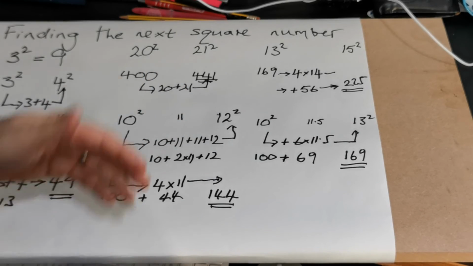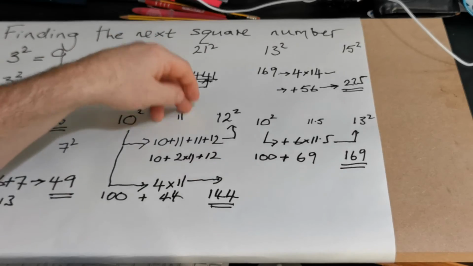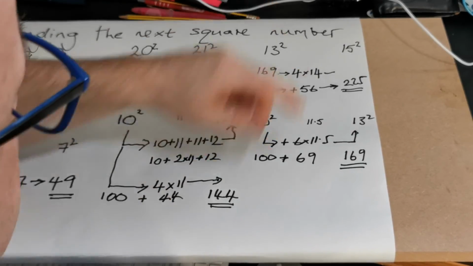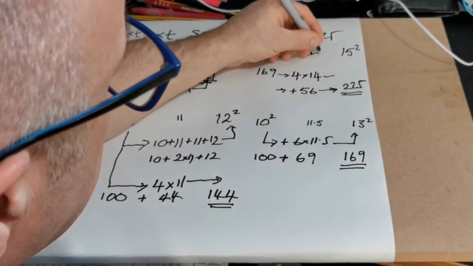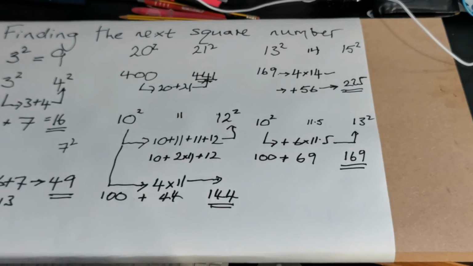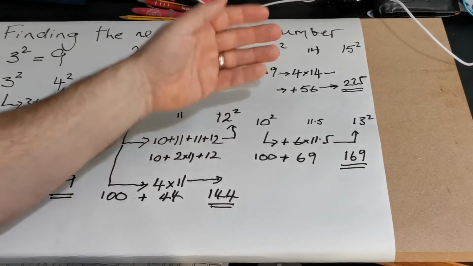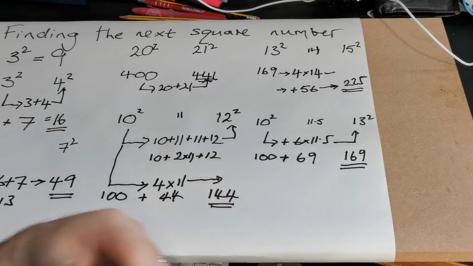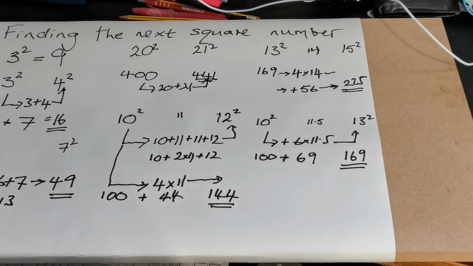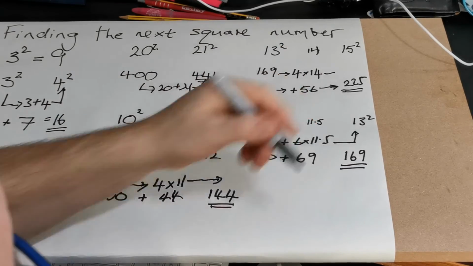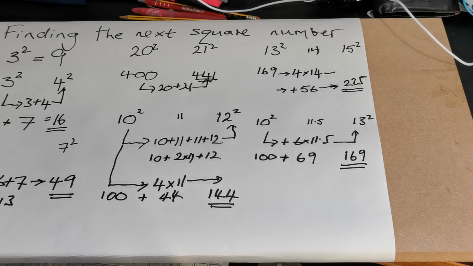So because I've now got 4 numbers, I'm going to do 4 times 11. And then the middle number here was 14. So 4 times 14. And then when I've got an even bigger gap, so I'm going to be adding together 6 numbers, I'm going to do 6 lots of what's in the middle. So that gives me 6 lots of 11.5 in this case.